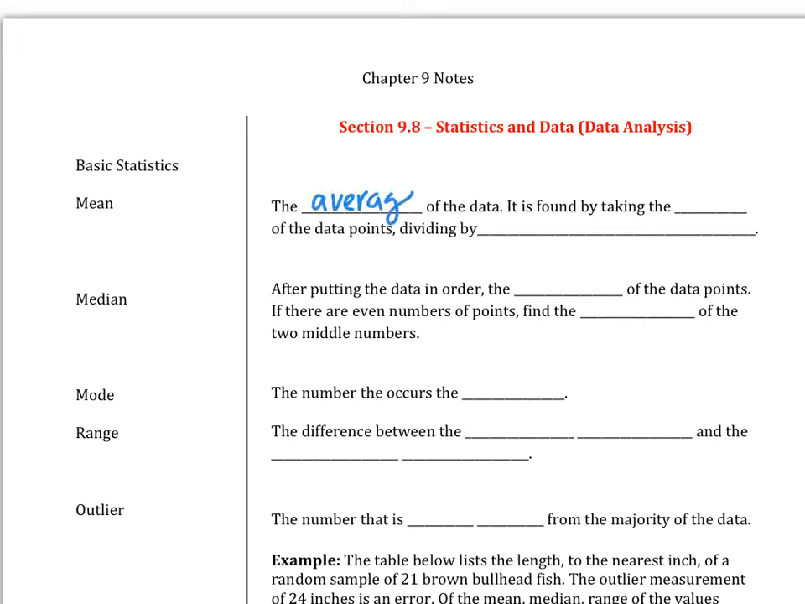So what you do is you add up all the data, so the sum of the data points, and then you divide by how many there are. So the number of points.